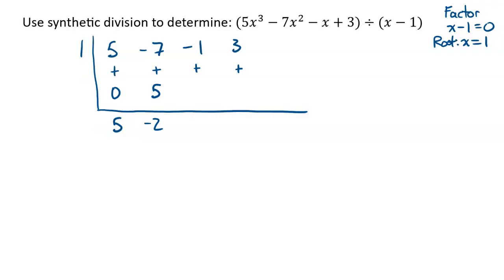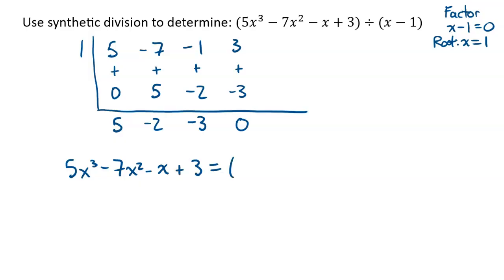That's -2. This is really easy with 1 because it's just the same number. Don't really need to think about the multiplication much. But now -1 plus -2 is -3, which generates a -3 in the next column when multiplying by 1. And I get a remainder of 0. And so what this ultimately becomes is this 5x cubed minus 7x squared minus x plus 3 becomes the x minus 1. And then what I have is that 0 is the remainder.